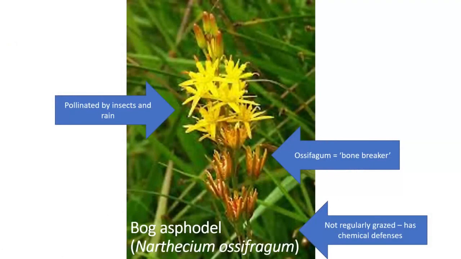Bog asphodel, one of your characteristic species, is pollinated by insects and rain, which is quite handy because a lot of rain falls in bogs. Narthecium ossifragum means bone breaker, and I think in the past farmers considered that it was responsible for a lack of condition in cattle and other livestock that were up on bogs. It's very clever. It doesn't like to be grazed, so it's got chemical defences that stop livestock from grazing it. So that's a very quick overview of the main habitats that we will find in Ireland.